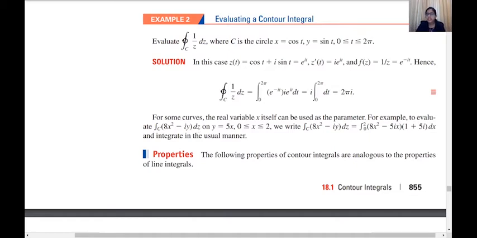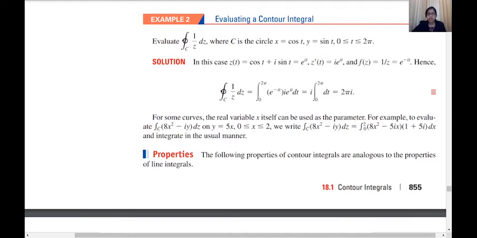And what will be our z? z will be x + iy, right? So x remains as it is, and instead of y we'll have 5x. So z will be equal to x + i·5x. So what will be dz? Differentiating with respect to x, it will become (1 + 5i) dx. And the variation of x will be 0 to 2, so the integral of (8x² − i·5x), that is 5ix, times (1 + 5i) dx. So I hope it is clear, right?